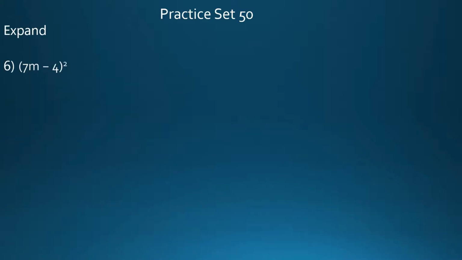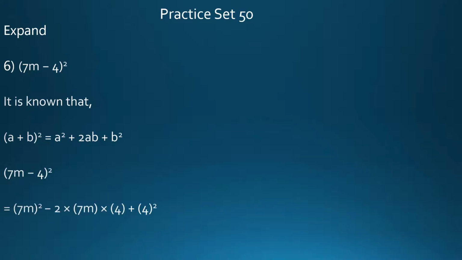Sixth sum, 7m minus 4 the whole square. It is known that a plus b the whole square is equal to a square plus 2ab plus b square. 7m minus 4 the whole square is written as 7m square minus 2 into 7m into 4 plus 4 square. 7m square is nothing but 49m square, minus 2 into 7 is 14, 14 into 4 is 56. So we have minus 56m plus 4 square is 16. So we have 49m square minus 56m plus 16. So the expansion of 7m minus 4 the whole square is 49m square minus 56m plus 16.